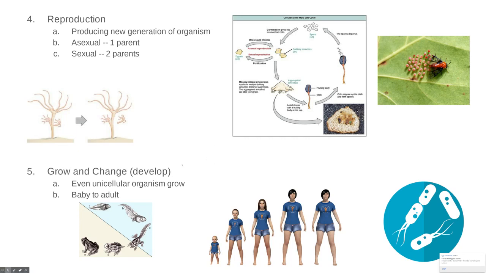All living things will grow and change or develop over time. Even unicellular organisms grow. If you look here, they divide, they grow, and they develop, because here they are getting flagella. For multicellular organisms, you have some type of life cycle. For example, with frogs, eggs are laid, they become tadpoles, and the tadpoles metamorphose into the frog, and that creates the life cycle there. In humans, we go from baby all the way to adult.